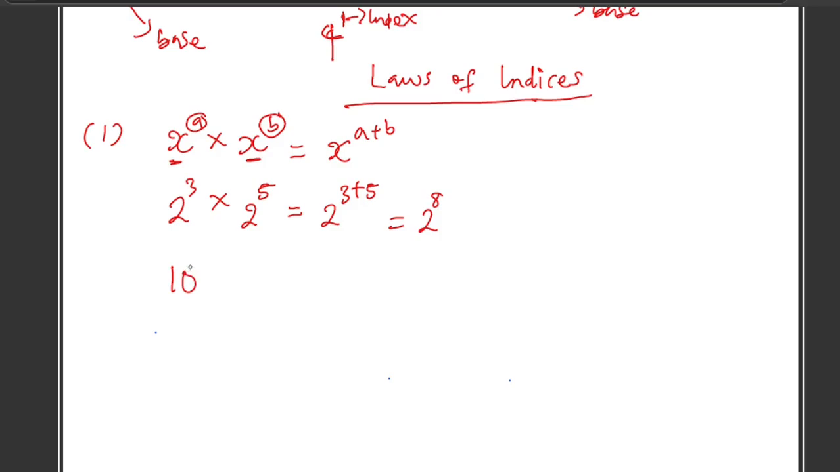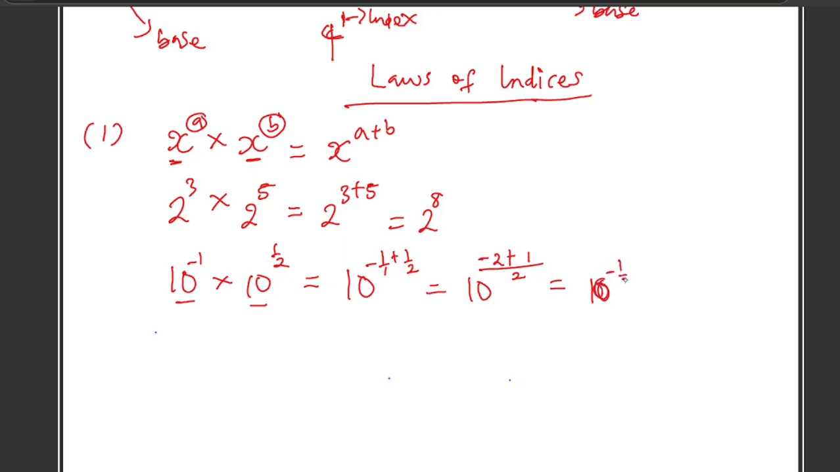Also, if I have 10 raised to power minus 1 times 10 raised to power 1 over 2, I note that the index might be a fraction, might be a whole number, might be a negative number. So we simply have 10 raised to power minus 1 plus 1 over 2, because they have the same base, 10 and 10. Then you add the indices. LCM is 2. 2 divided by 1, 2 times minus 1, minus 2. 2 divided by 2, 1 times 1, 1. Then we have 10 raised to power minus 1 over 2.